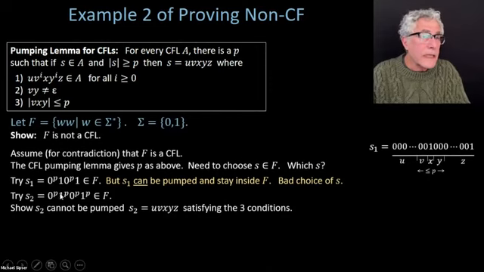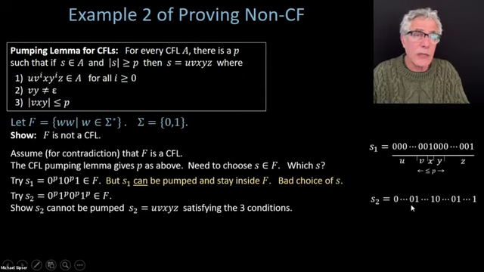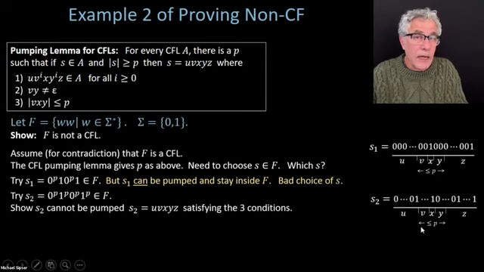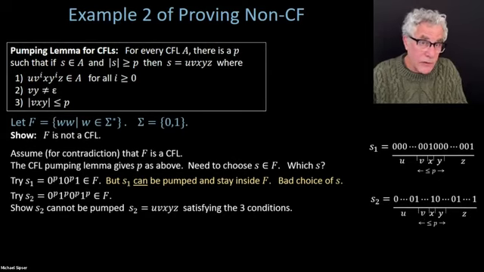So if instead you use the string 0 to the P, 1 to the P, 0 to the P, 1 to the P, so this is zeros followed by ones, followed by zeros, followed by ones, all the same number of them, that can't be pumped, satisfying the three conditions. And just going through that, now if you try to break it up, you're going to lose, or the lemma is going to lose. You're going to be happy, but the lemma is not going to be happy because it's going to violate the conditions.